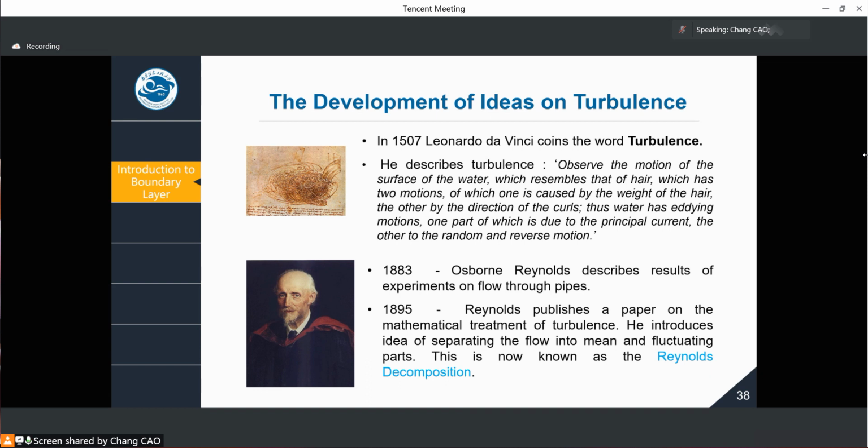Okay? I think you may have already learned about Reynolds decomposition, right? The basic idea for Reynolds decomposition is that the flow can be separated into mean and fluctuating parts. Okay, so that's the basic idea. And in chapter 2, we will also talk about Reynolds decomposition and Reynolds averaging. So at that time, we will also mention this. Okay, so that's the development of turbulence.